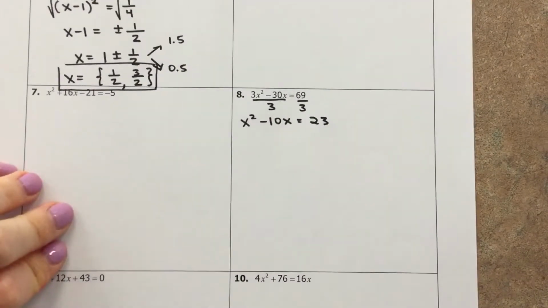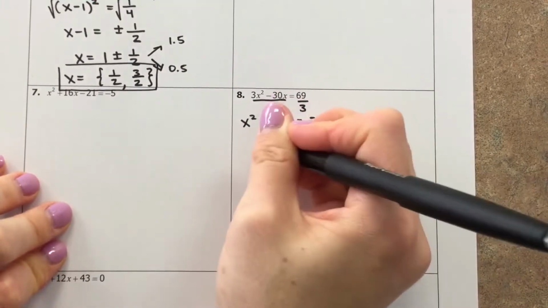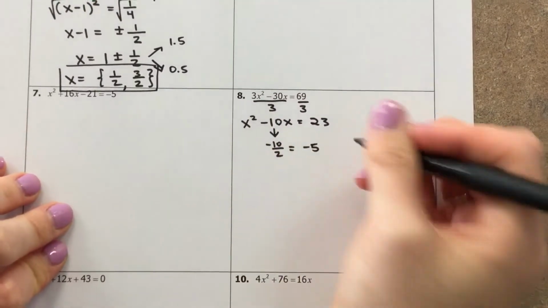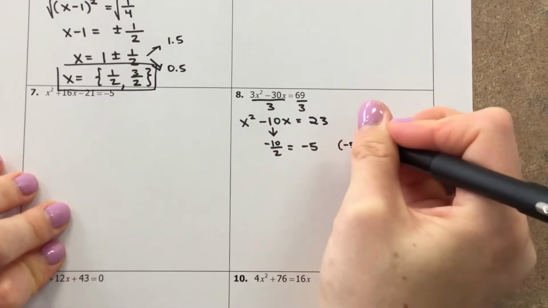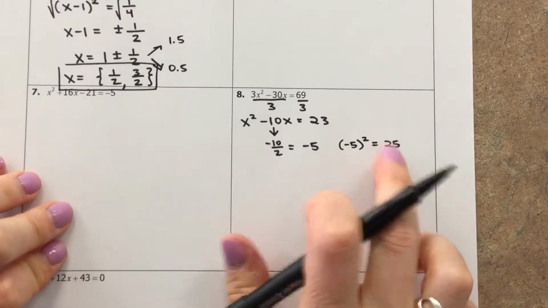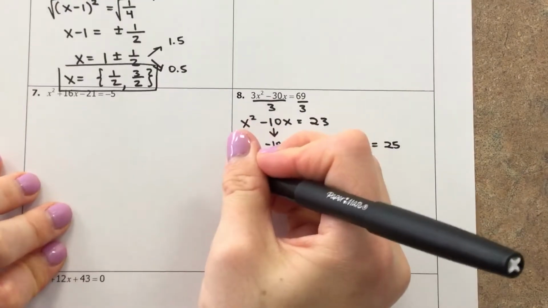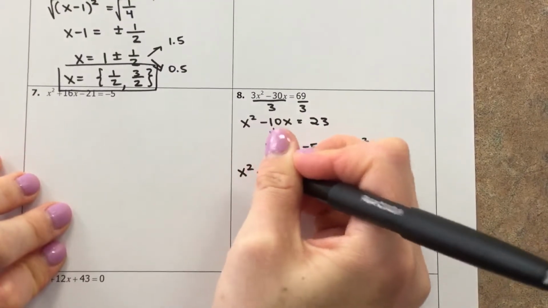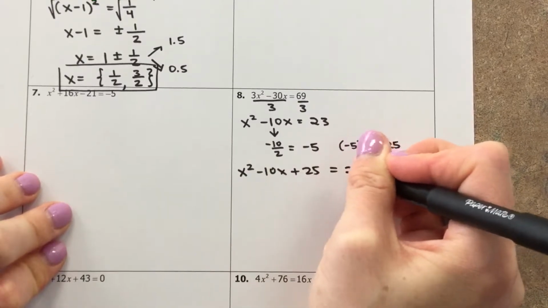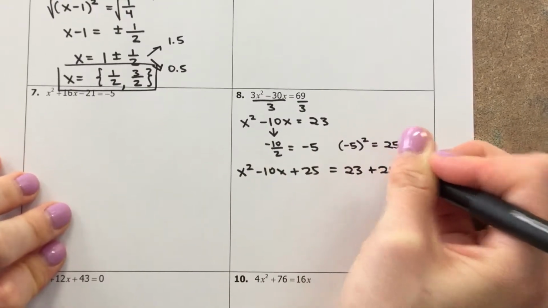Next, we do the completing the square step. So I take this middle term, cut it in half. That gives me a negative 5. Then I take that negative 5 and square it. So that gives me 25. So this 25 needs to be added to both sides of the equation. So I have x squared minus 10x, I add it to the left. And then to make sure we're keeping the balance, we also add it to the right.